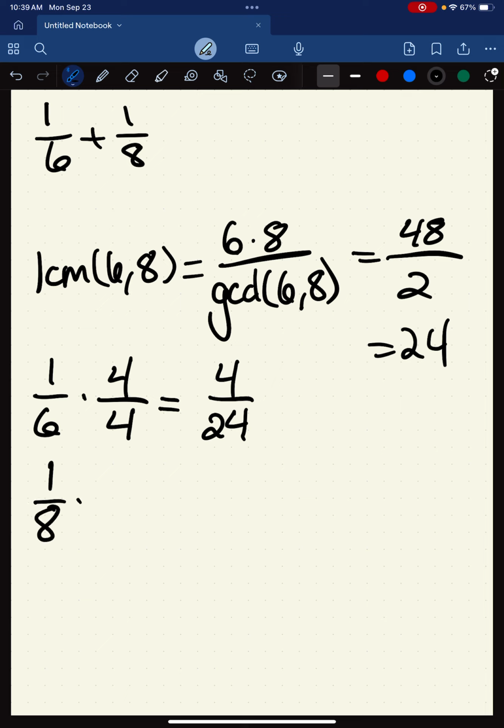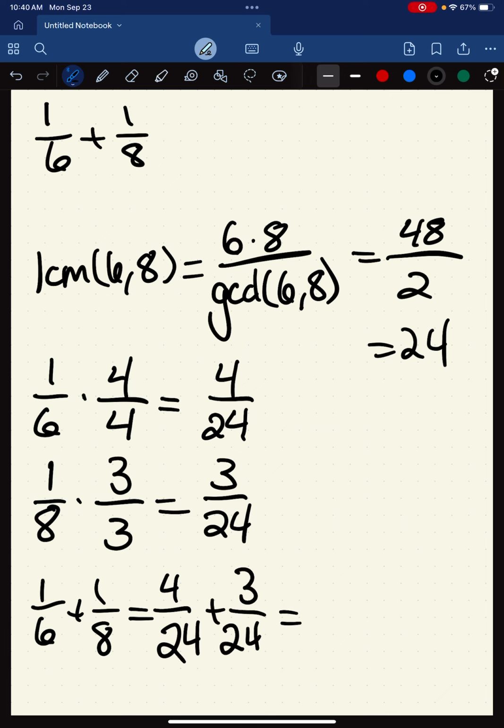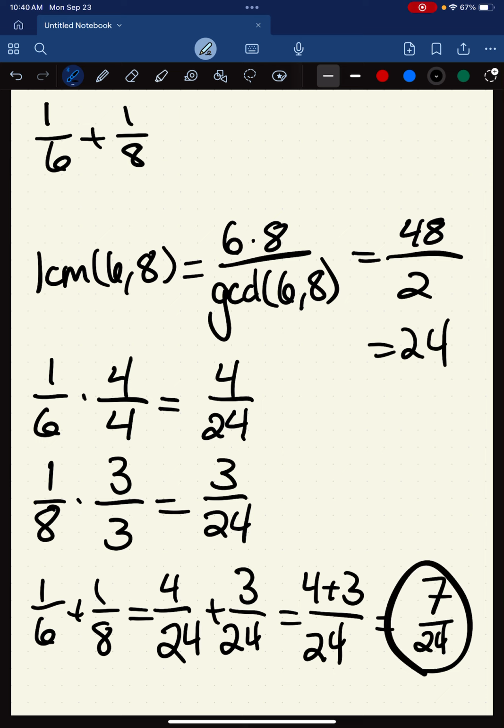And then same thing with 1/8. What can we multiply 8 by to give us 24? And the answer is 3. So 3 over 24. So 1/6 plus 1/8 is going to be, well, 1/6 is just 4 over 24, 1/8 is just 3 over 24. We know how to add those. 4 plus 3, still all over 24, gives us 7 over 24. That's as reduced as it gets. So we've added these together, and we can tell that our answer is 7 over 24.